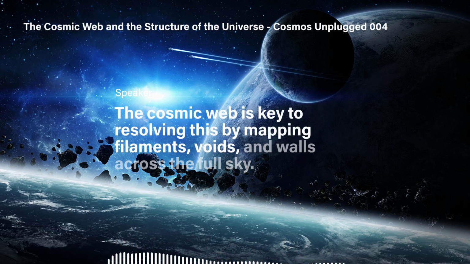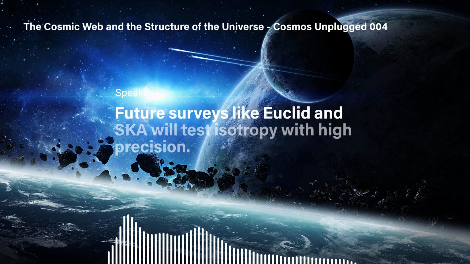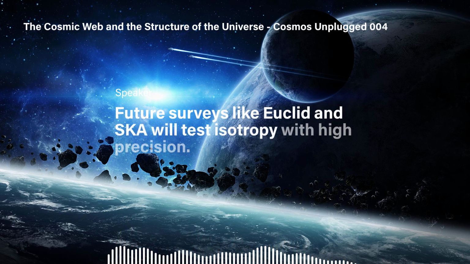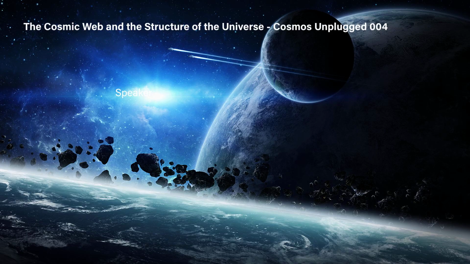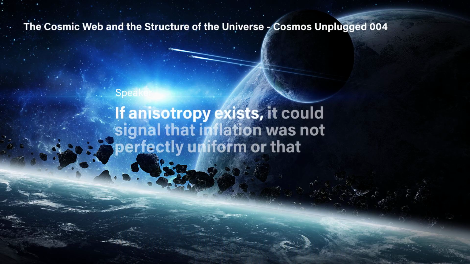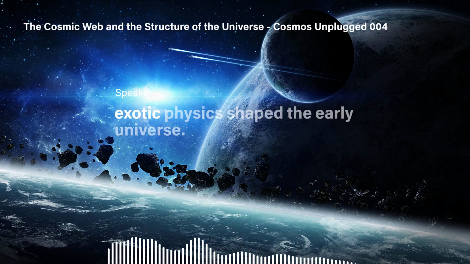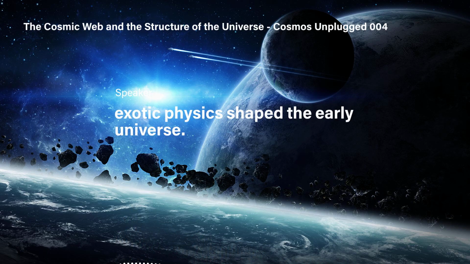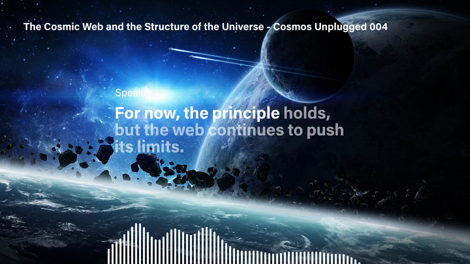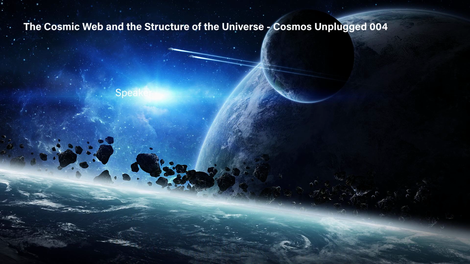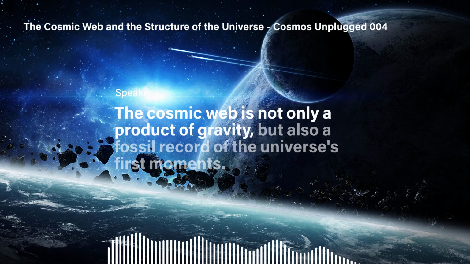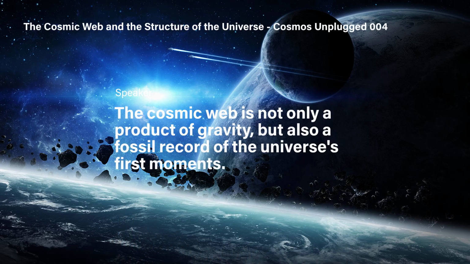By mapping filaments, voids, and walls across the full sky, future surveys like Euclid and SKA will test isotropy with high precision. If anisotropy exists, it could signal that inflation was not perfectly uniform, or that exotic physics shaped the early universe. For now, the principle holds, but the web continues to push its limits. The cosmic web is not only a product of gravity, but also a fossil record of the universe's first moments.